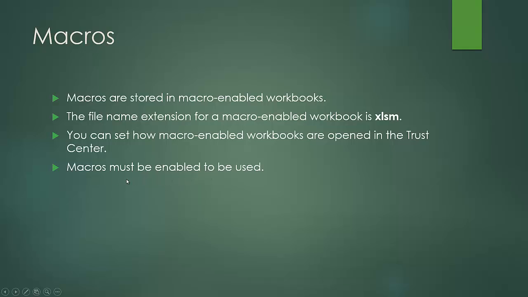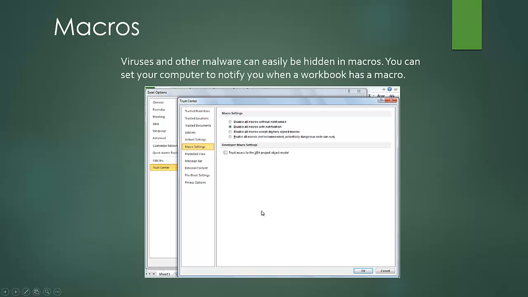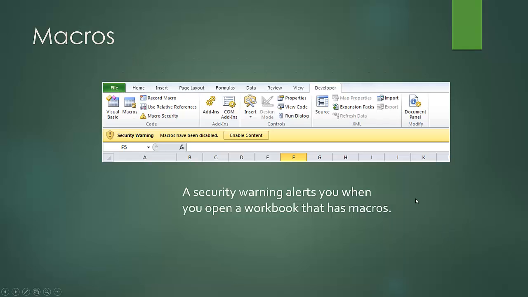So as you can see, macros must be enabled to be used. We're going to take a look at the Trust Center, and this is the Trust Center dialog box. This is what happens when you first open a macro-enabled workbook. You'll get this yellow bar right above the formula bar that tells you that the macros have been disabled, and if you want to use them, you have to click on Enable Content.